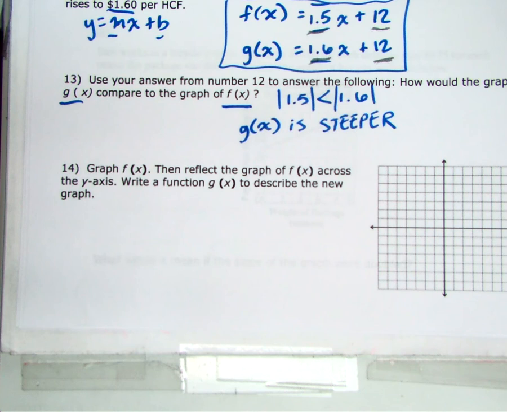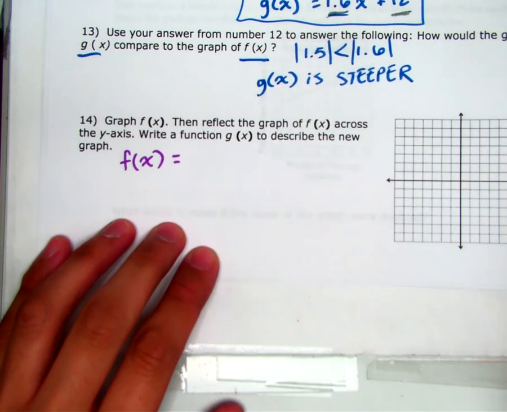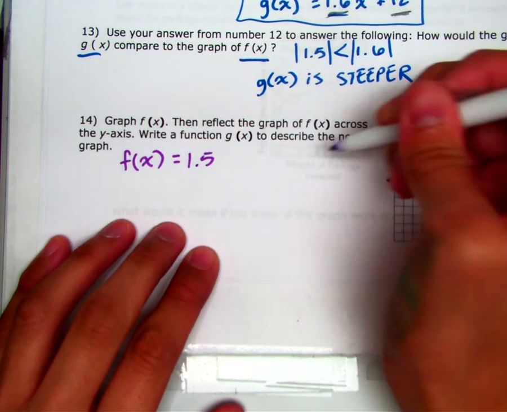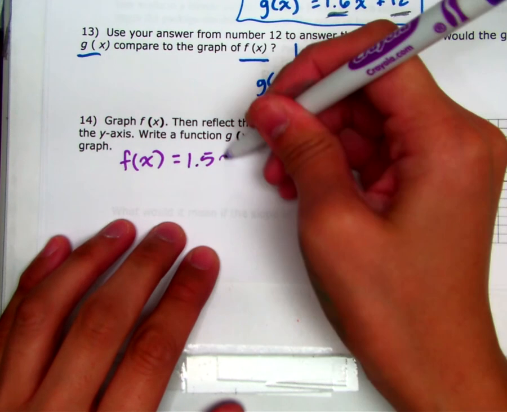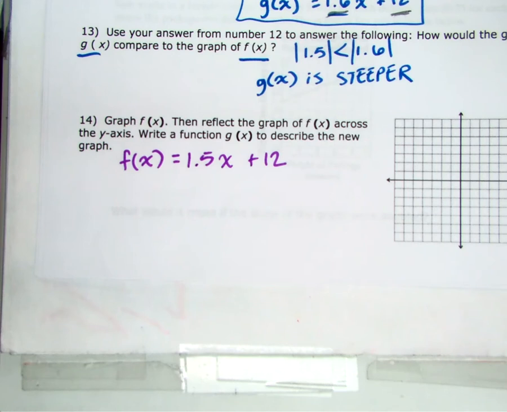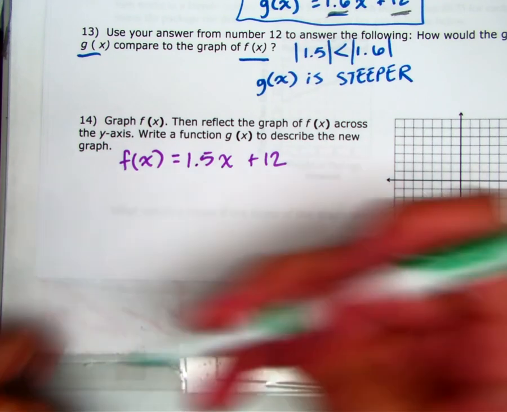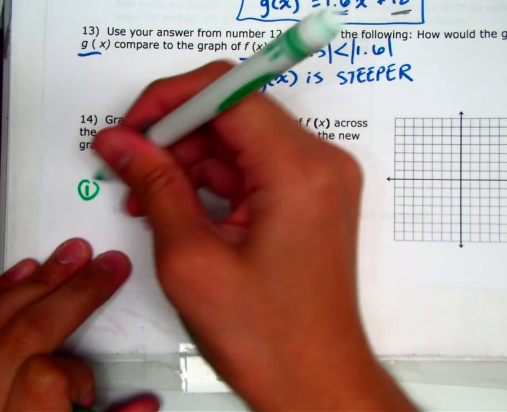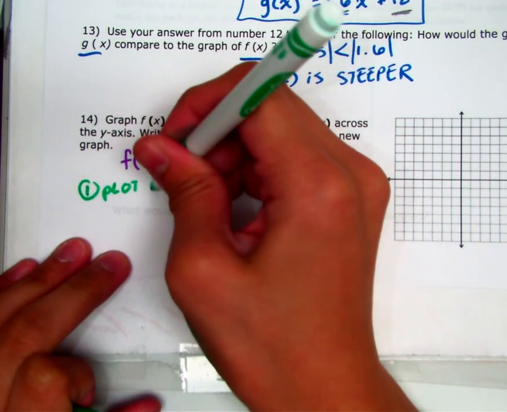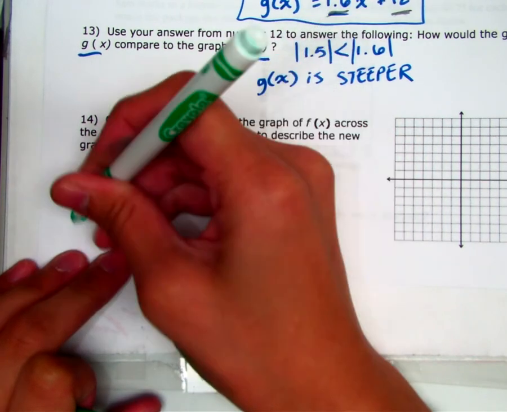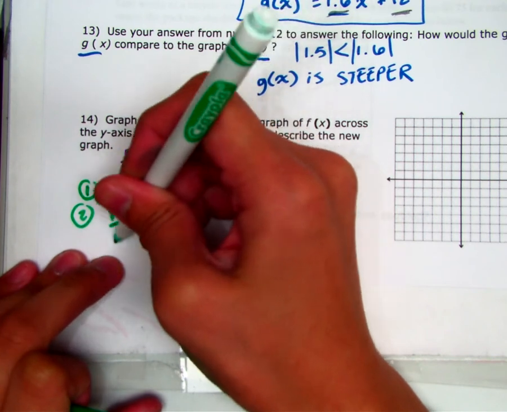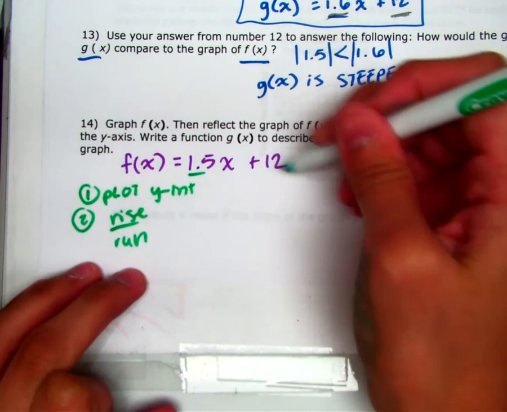I'm going to rewrite my equation of f of x. We had 1.5x plus 12. So there are two main steps, again, that you want to remember whenever you are graphing or plotting lines. First step, plot the y-intercept. Second step, do the rise over the run, your slope. Two main points.